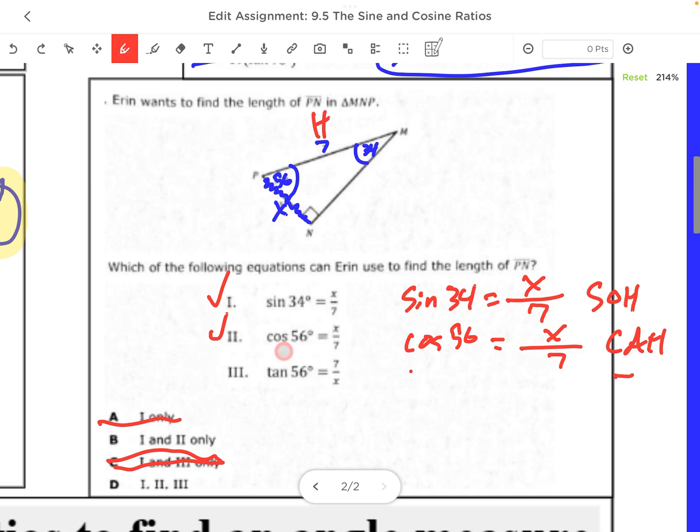Tangent of 56. Remember, tangent is opposite over adjacent, right? So let's look. Tangent of 56 equals the opposite. So 56, the opposite side is, we don't know that, right? It's a question mark. And the hypotenuse is 7. So, I'm sorry, adjacent would be x, but we don't know what this is, right? So we can't say it's 7. That's wrong because 7 is the hypotenuse. So that is incorrect. So the correct answers are 1 and 2. So B is our correct answer.